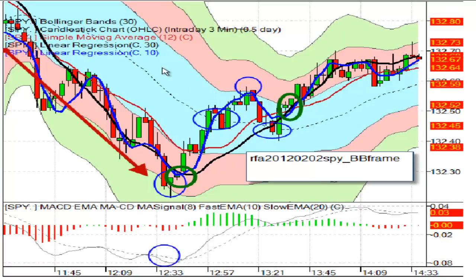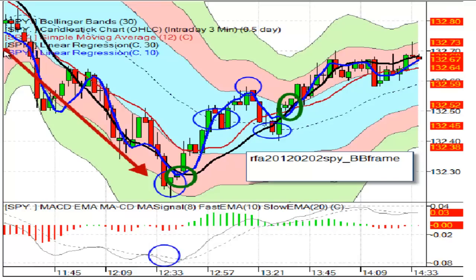We have a 30-period look back in the Bollinger Bands, looking at +1, 2, and 3, and -1, 2, and 3 Bollinger Bands, indicated by the codes, the midpoint being the dotted line. The solid black line is a 30-period regression line. The blue line is a 10-period regression line. We're using a MACD histogram on the bottom with the parameters of 10, 20, and 8.